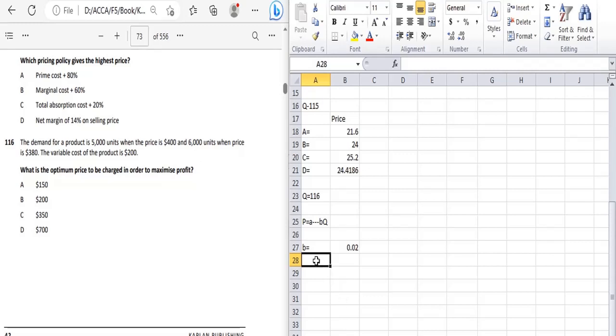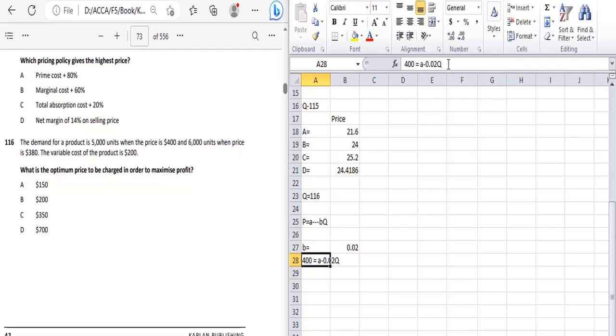Now we have to calculate A. In order to calculate A in the price equation, the demand equation, I will keep B as we have calculated, and for P and Q we can put in either of the values given. The question says demand is 5000 when the price is 400, so you can keep P as 400 and Q as 5000, or keep Q as 6000 and P as 380. Whichever you like. I will keep the first one. So P is 400 equals A minus 0.02 into Q.